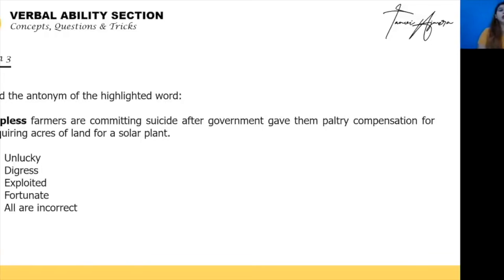Exploited, right? Exploited out here would again be a synonym, not an antonym. So what could be the opposites? There's only one positive word that we can look at, which is fortunate. Fortunate is the only positive word that we can look at, which is the antonym. So hapless basically means someone who's unfortunate, someone who's unlucky. So unlucky, exploited, all of these would be synonyms to the word hapless, and fortunate or lucky would be the antonym to this particular question.